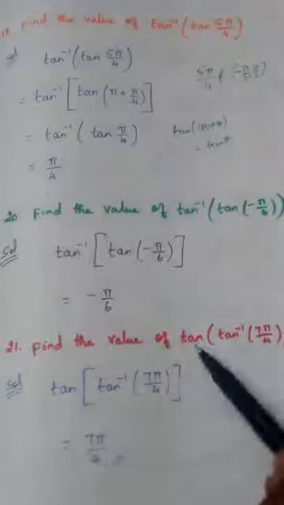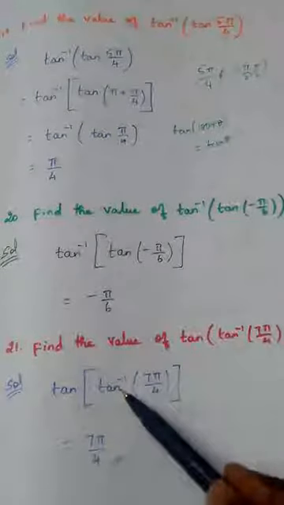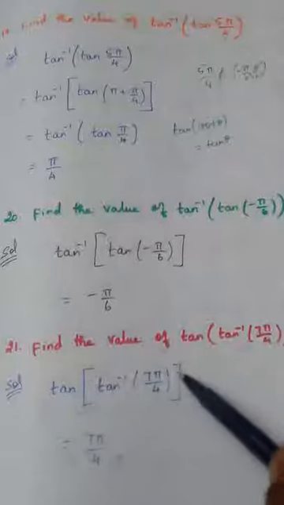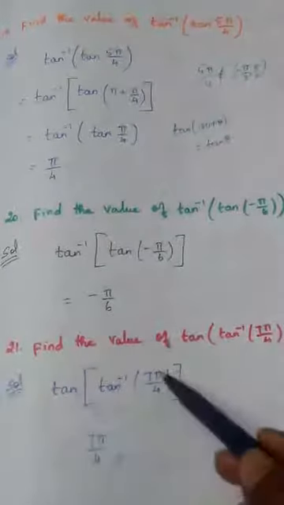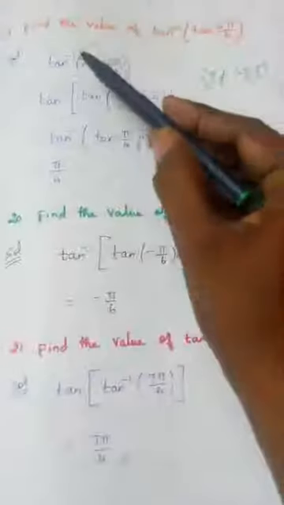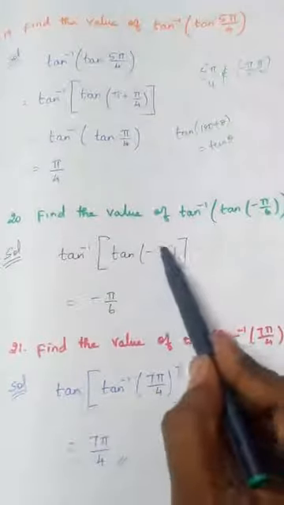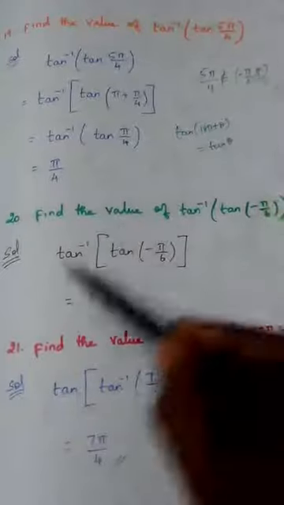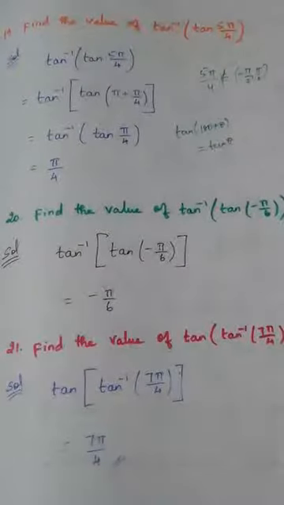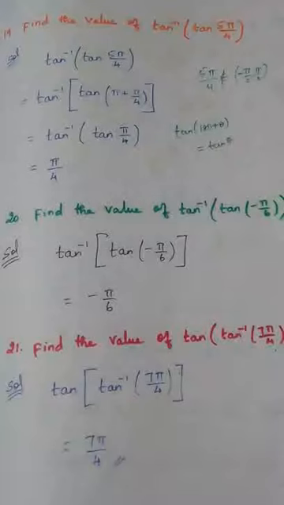Problem number 21. Find the value of tan of tan inverse of 7 pi by 4. Now if it is tan and tan inverse, I can cancel tan and tan inverse and write the answer as 7 pi by 4, because the range of tan function satisfies this condition. You just see the difference. If it is tan inverse of tan, we should check whether this value lies within this interval or not. If yes, we can cancel. If not, we cannot cancel. But here we can cancel tan and tan inverse, and the answer is 7 pi by 4.